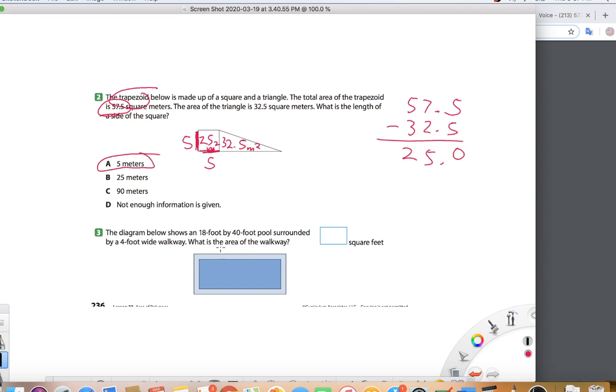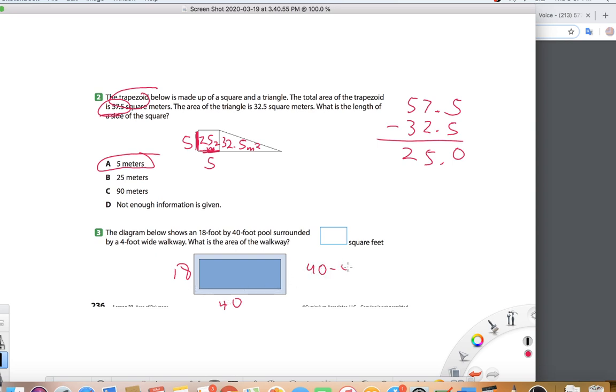Now let's look at number 3. Number 3 says that the diagram below shows an 18-foot by 40-foot pool surrounded by a 4-foot wide walkway. So we need to find out what is the area of this walkway right here. We're going to do that by subtracting the area of this rectangle here, 18 times 40, minus this rectangle here. In order to find out how long this is, we got to subtract 4, because it says it's a 4-foot wide walkway. So we need to subtract 4 from 40, and then subtract 4 from 40 again.